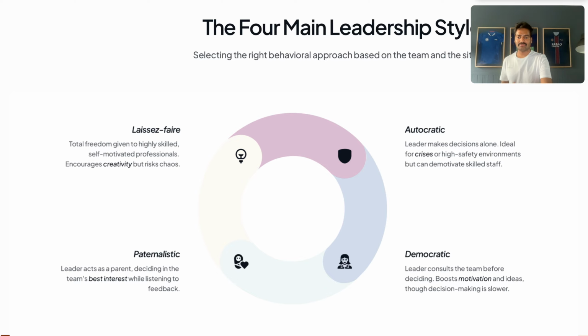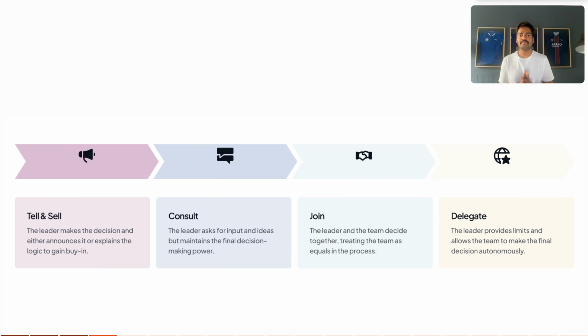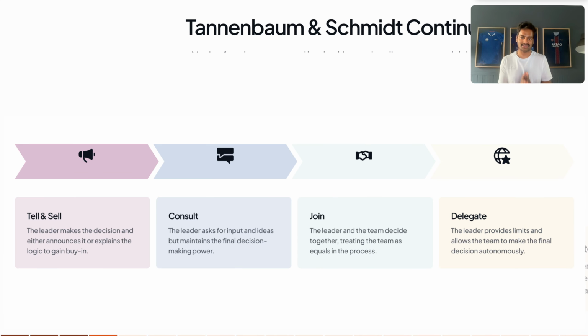Now, we come to a very difficult name but easy concept, the Tannenbaum and Schmidt continuum. This is one of the most useful models for understanding leadership style.